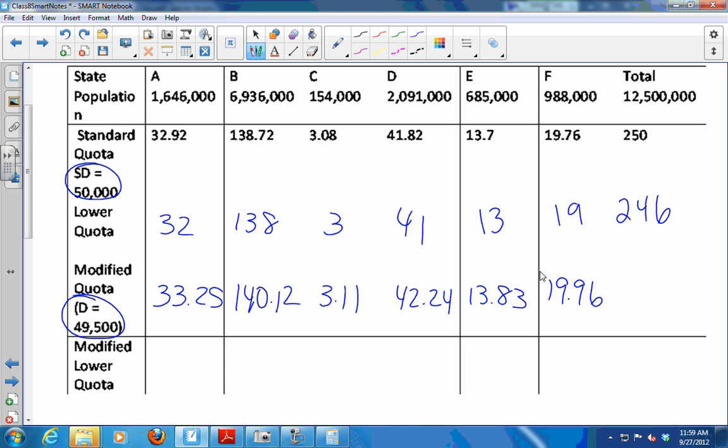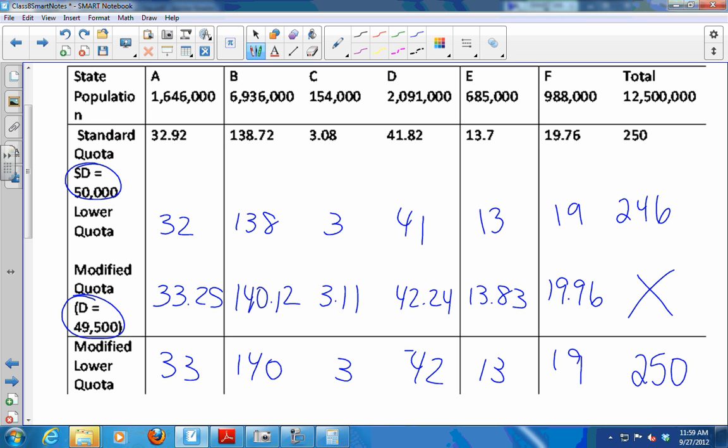Now, adding those up actually doesn't make any sense, so don't worry about that. Now I'm going to round them all down, so I get 33, 140, 3, 42, 13, and 19. And when I add those all up, I get 250.